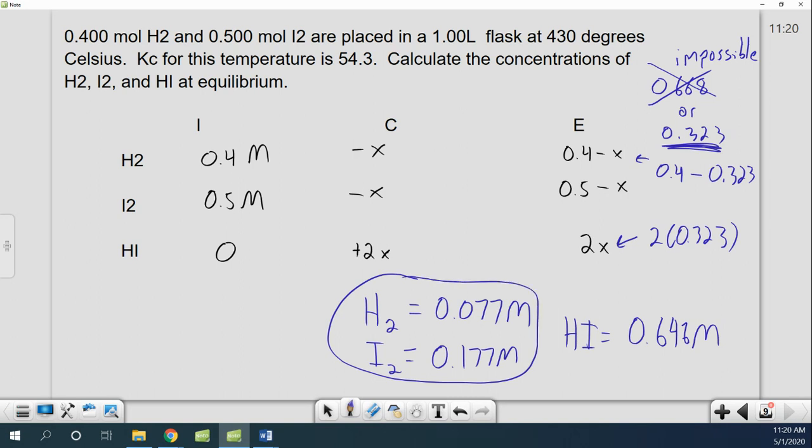So we have basically no reactants left. We've used up almost all of them, and we've got a ton of product. Does that make sense? Yeah. Kc is way above 1. We should have a ton of product and very little reactant, and you can see that we've used up most of it. We went from 0.4 to 0.07, from 0.5 to 0.17, and from nothing up to 0.64. So a huge jump for hydrogen iodide and quite a big drop for H2 and I2, which makes sense for our Kc value.